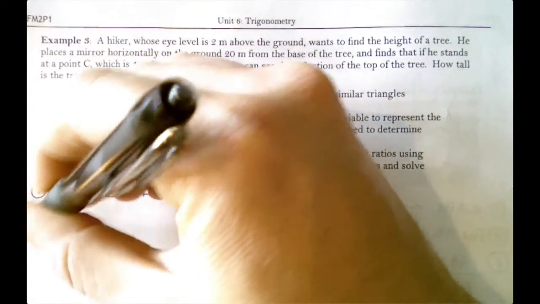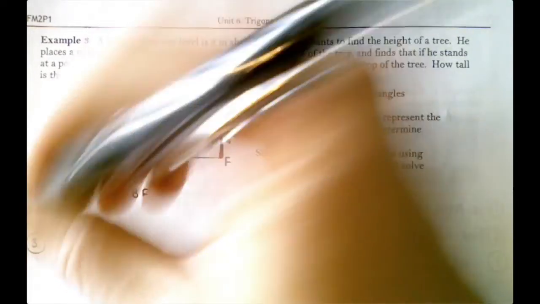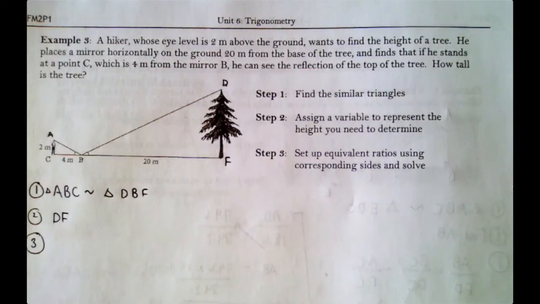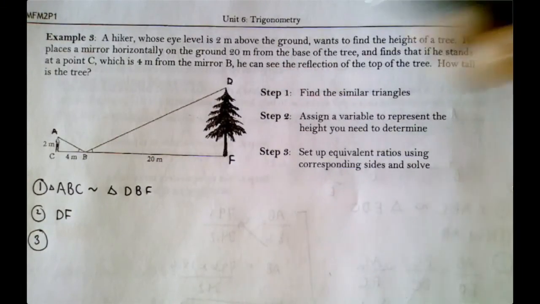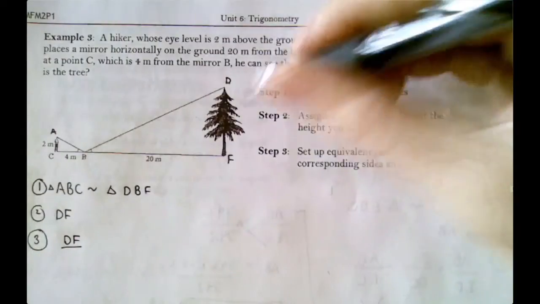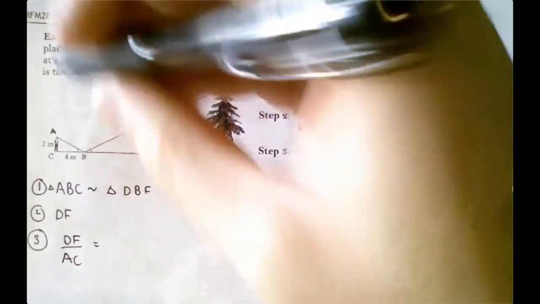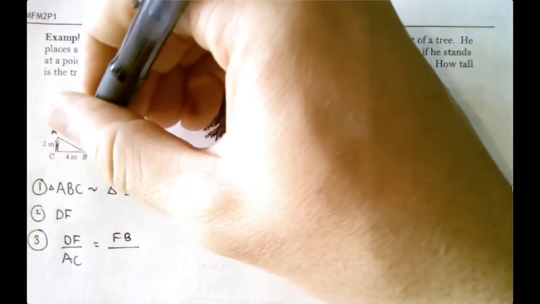Step 2, what do we want to find? Well, we want to find the height of the tree, which is DF. And now we can write our similar sides. So we're going to be a little bit more efficient in this example. We're not going to write the pair that we don't know anything about. And the pair we don't know anything about are the diagonal, AB and BD. So we're going to skip those sides. We want to find DF, so we're going to cheat and put that one on top. DF, and that's similar to AC, and we know FB and CB.